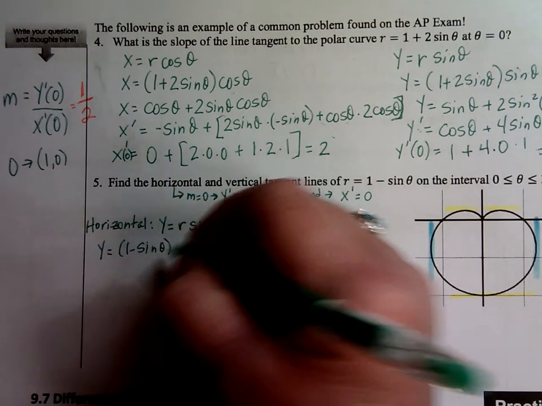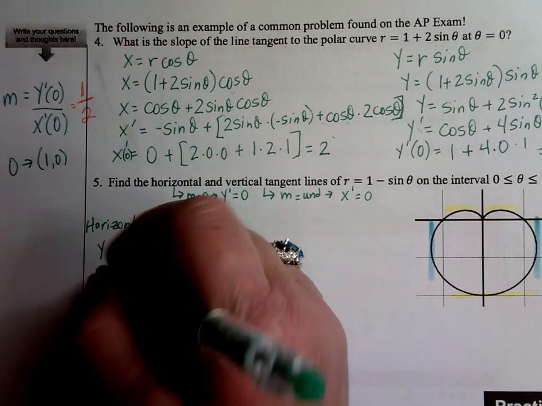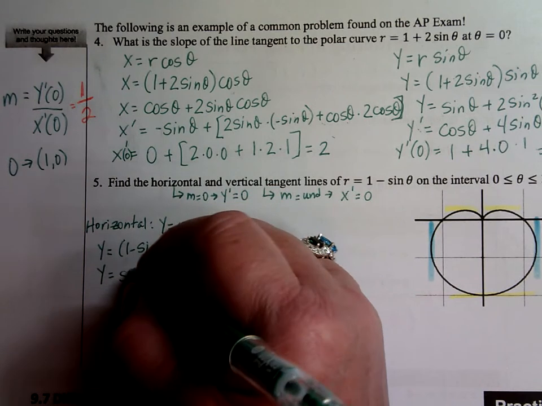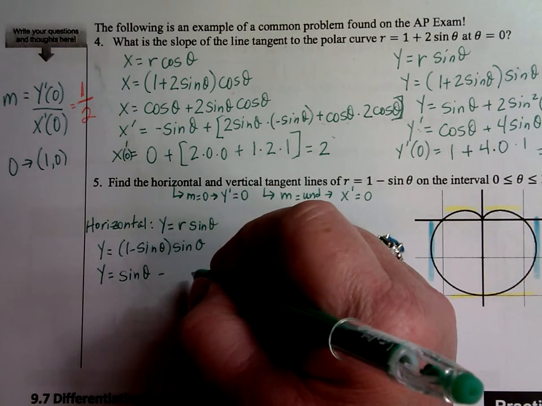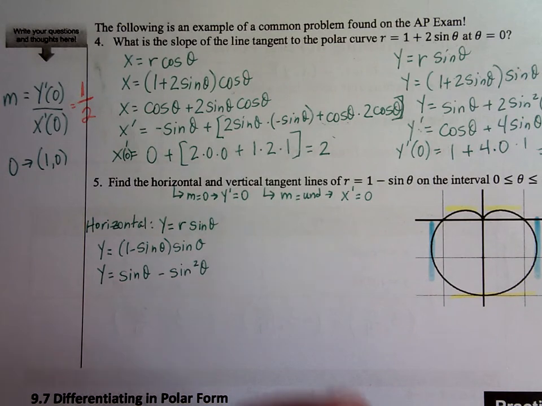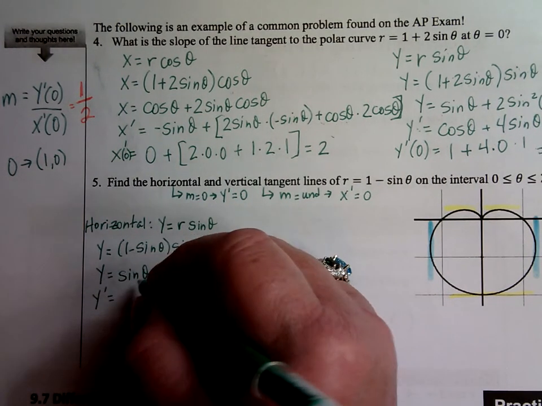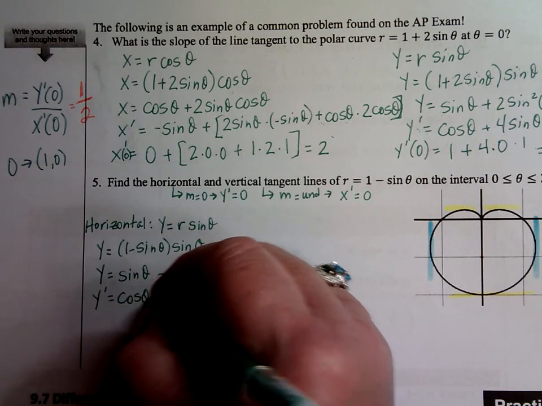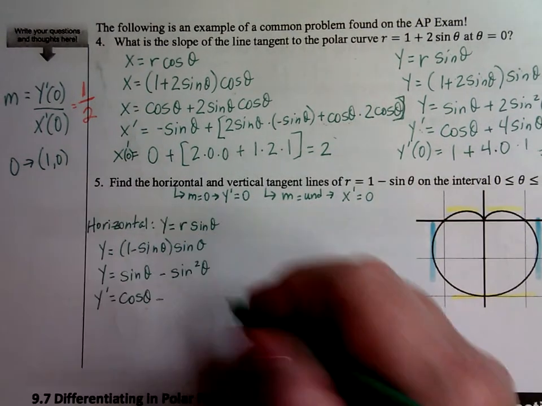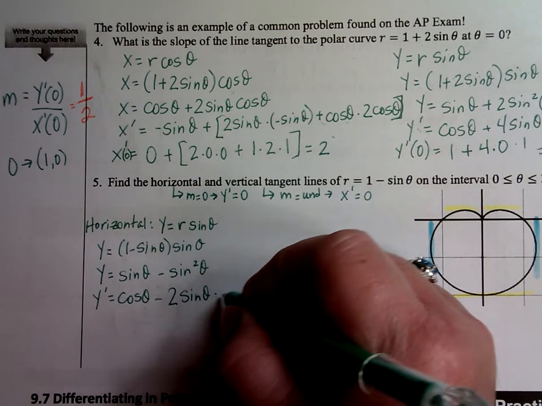And I have to multiply that by another sine. And so I distribute that through. I'm still working with y. I haven't even gone to y prime yet. Sine of theta minus the sine squared of theta. Now I'm ready to take the derivative. The derivative of sine is cosine, minus the derivative of sine squared: 2 comes down in front, the sine goes to 1 less power, times the derivative of sine, which is cosine.